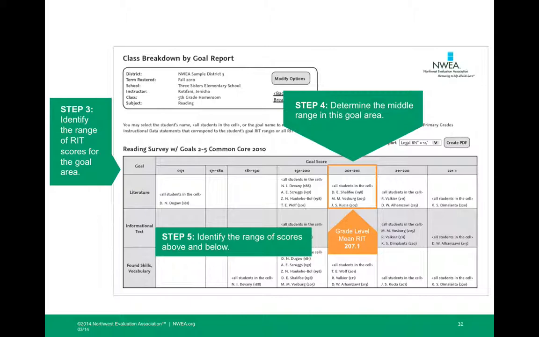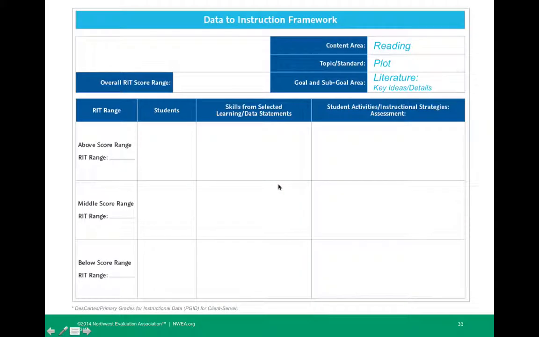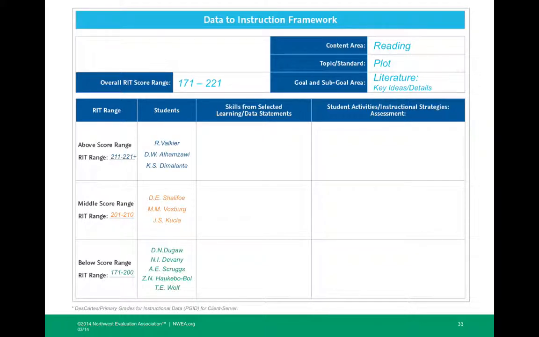and then I'm going to identify the range of scores above and below. So there's my range of scores above and below my middle. And then I'm going to input overall RIT range is 171 to 221. Then I'm going to list my middle score range and those students, my below score and my above. So I'd like for you to do that with your students as well.